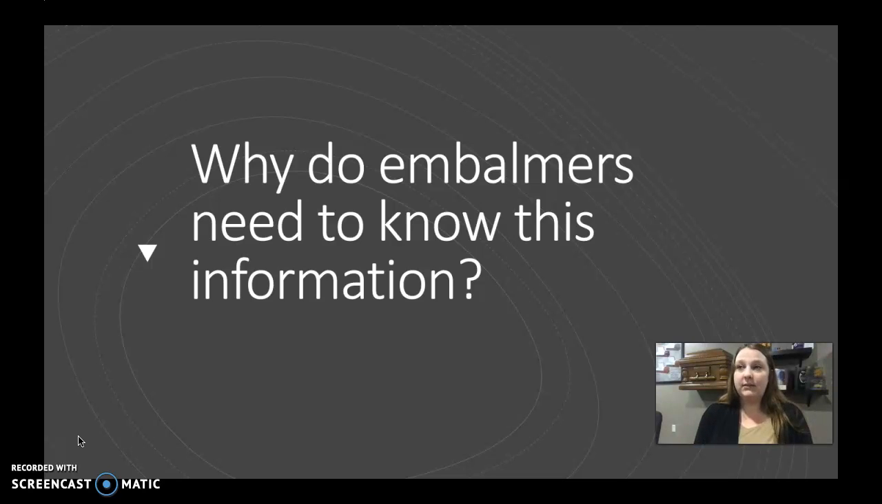Livor mortis is important for embalmers to know, because viewing is very important to a family. As a good embalmer, you need to know how to get those lividity spots out of the individual, especially if they're in viewing areas, and you want to do your best to have a good viewing experience for a family, because that's their way to say goodbye, to accept the death, multiple things.